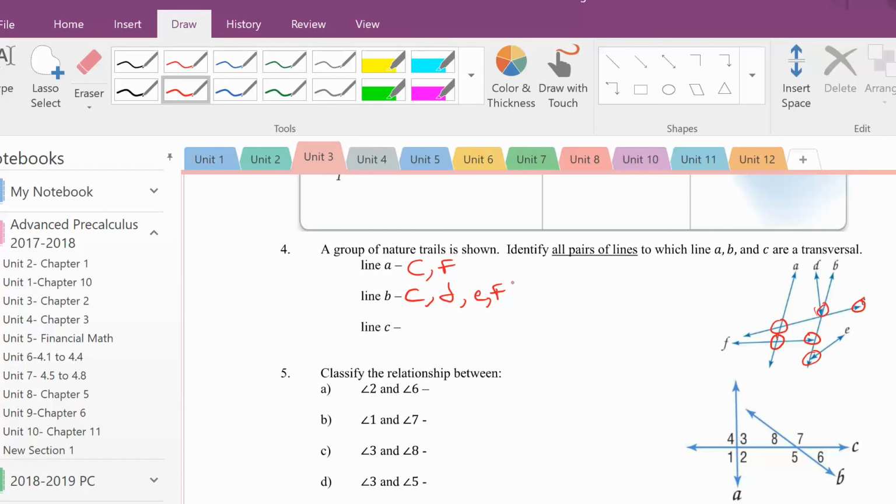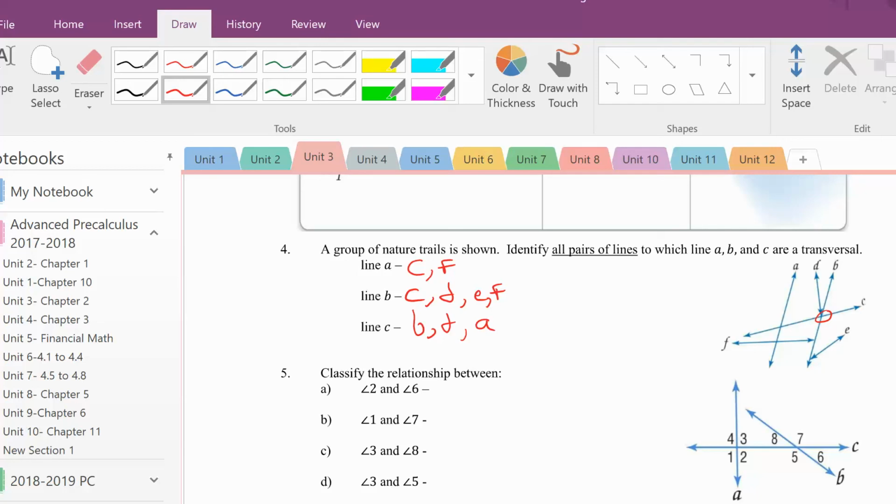So line C would be a transversal. It would go through B and D. It would also go through A. And it would go through F. Actually, it doesn't go through F. Sorry. It doesn't go through F here in the picture.